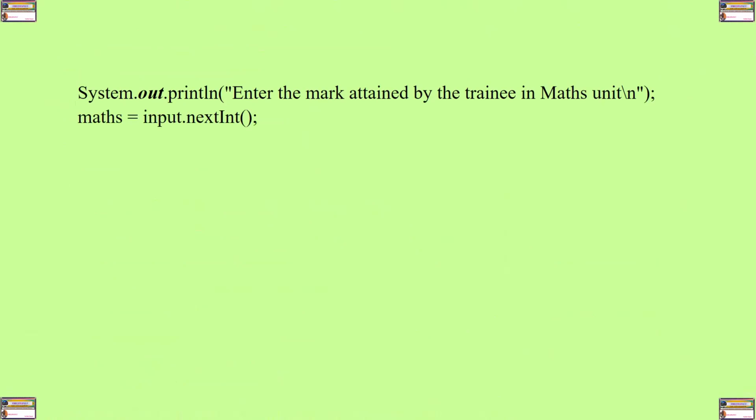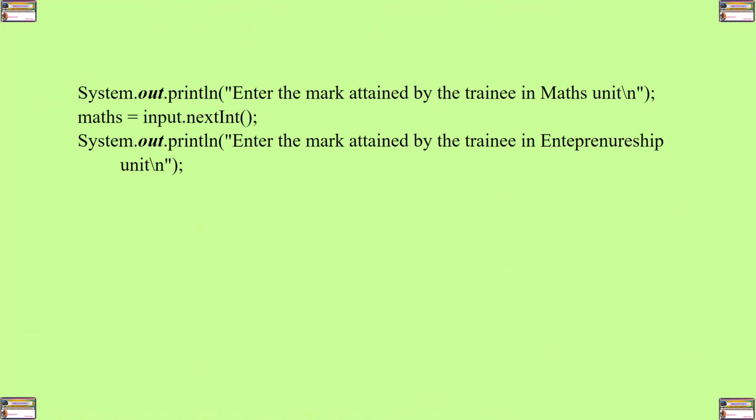Then the value attained by the trainee in months, using the statement input.nextInt, whatever value is captured, let it be stored in the variable or memory location called months. Next is to prompt the user to enter the mark attained by the trainee in entrepreneurship unit and write a new line. Next is to read the value, and the value is read and assigned in the memory location called EP.